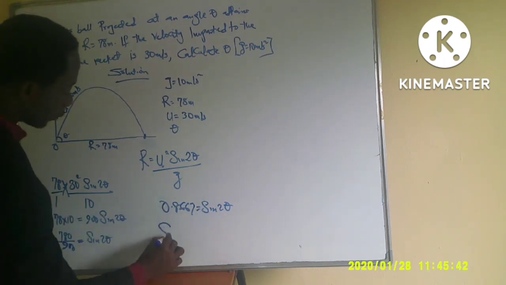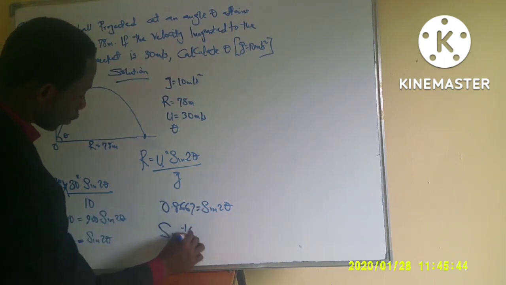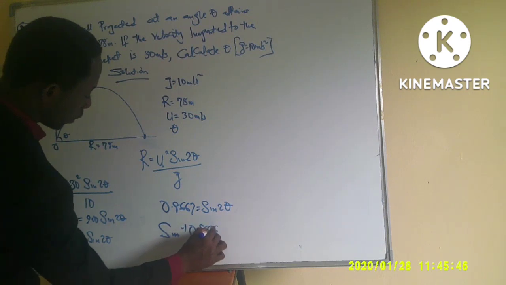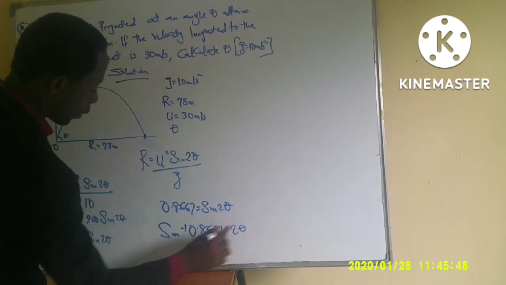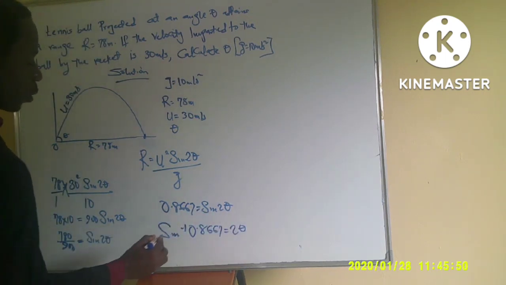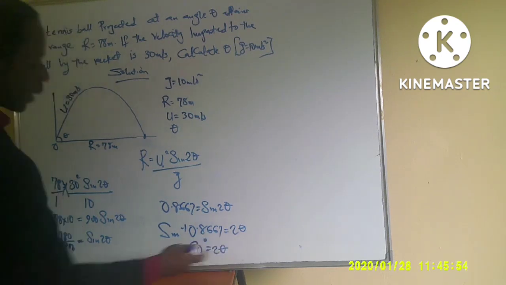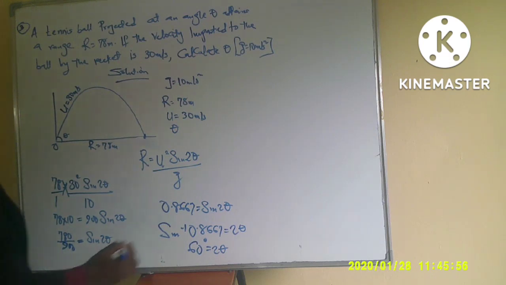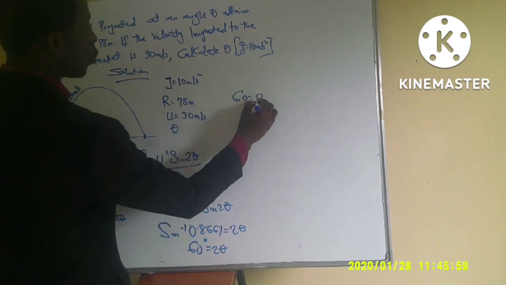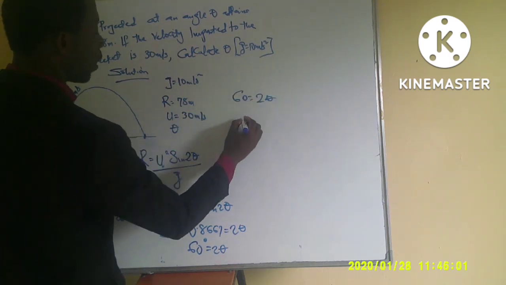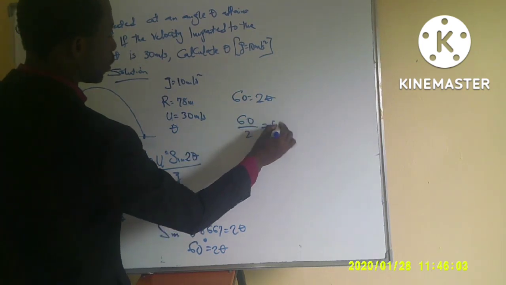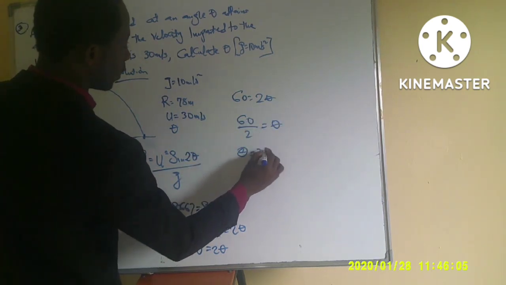So you find the inverse sine of 0.8667, which is equal to 2 theta. So when the sine comes to this side, it gives you 60 degrees, equal to 2 theta. So now you can divide both sides by 2. So theta is 60 divided by 2, so theta is equal to 30 degrees.